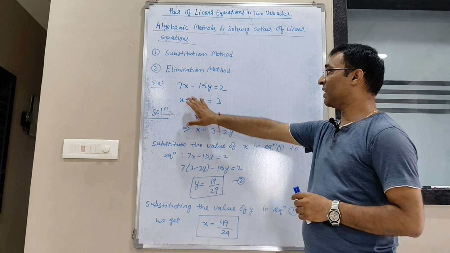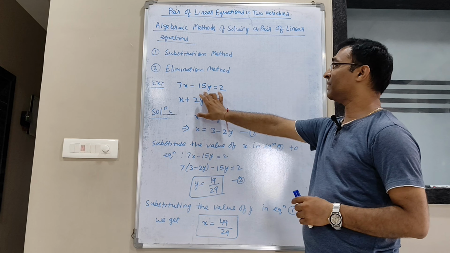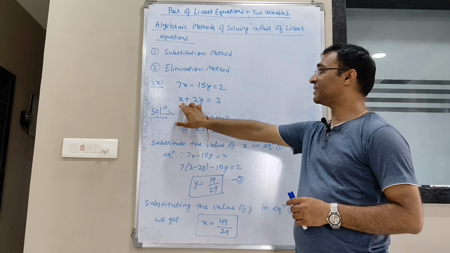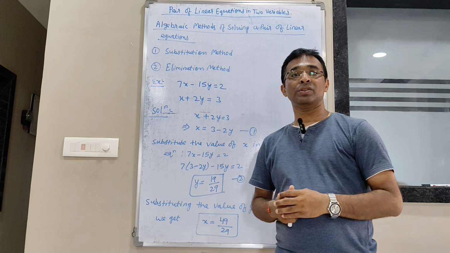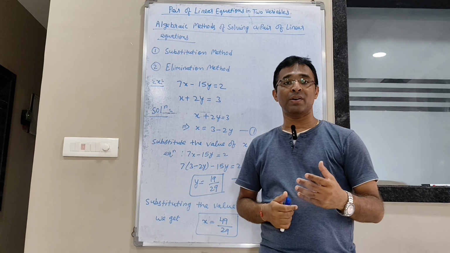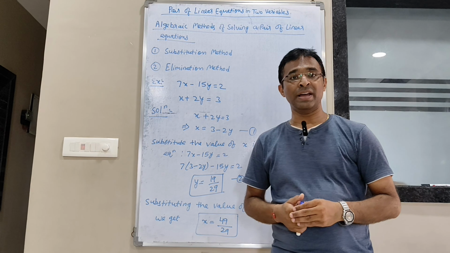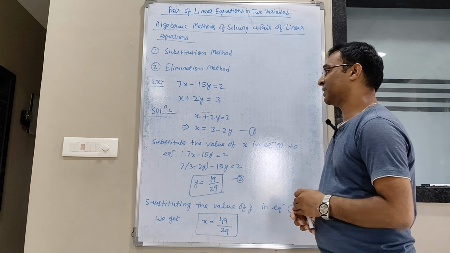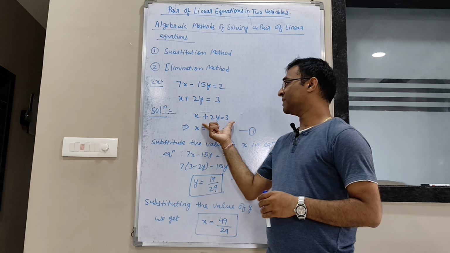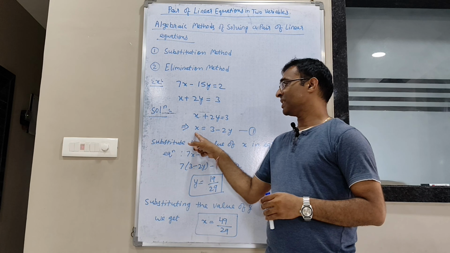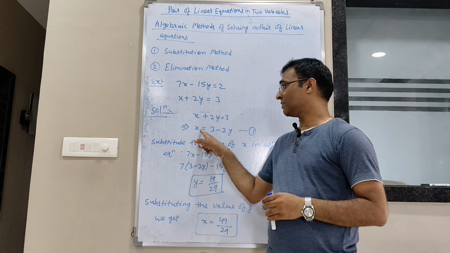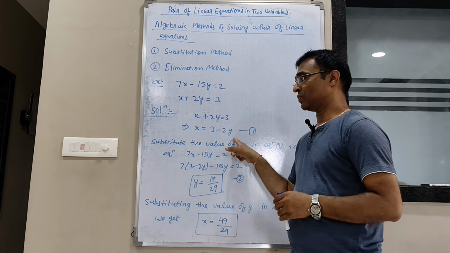Now let's see. So we have an equation 7x minus 15y equals 2, and the second is x plus 2y equals 3. We have to find the solution of x and y for this pair of linear equations by the substitution method. So we have taken the second equation, x plus 2y equals 3. On rearranging the equation, we get x equals 3 minus 2y.